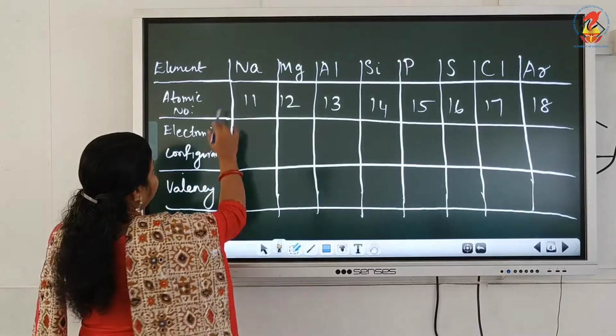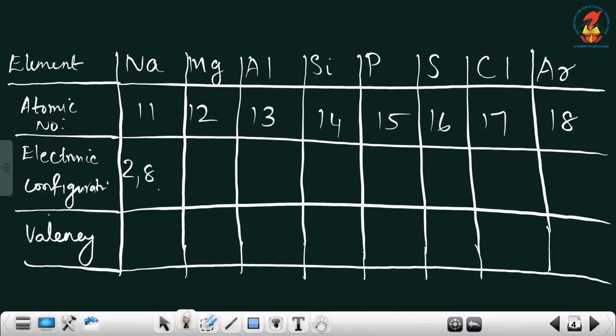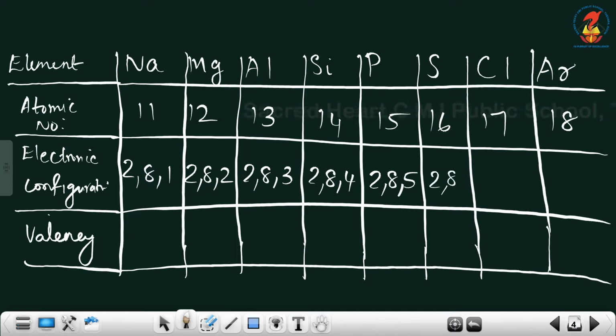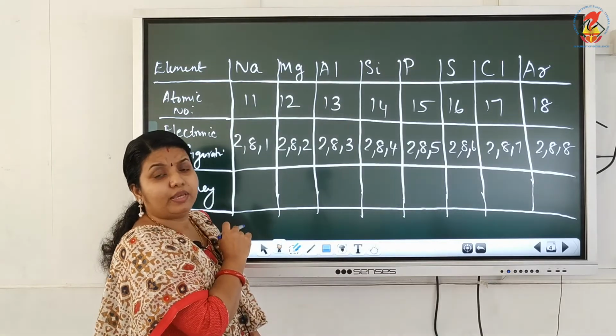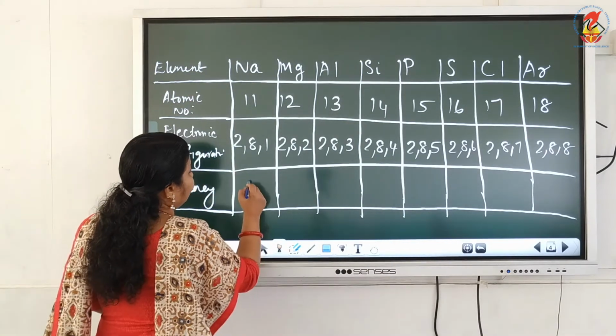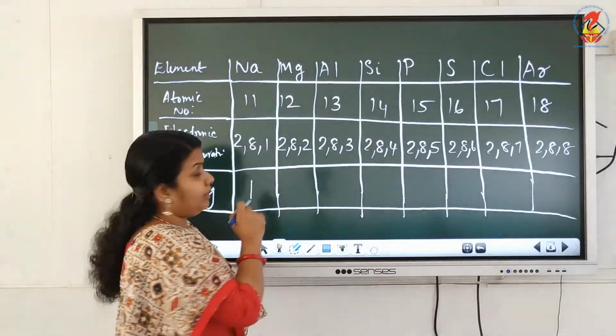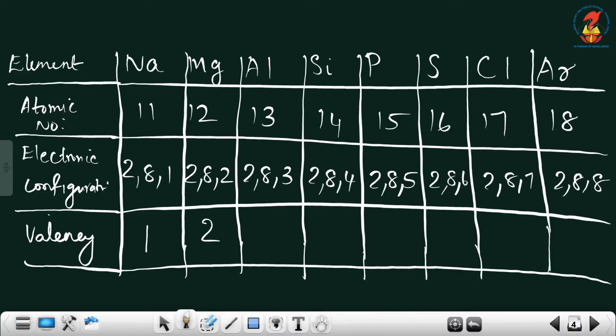So, let us write the configurations of these elements here. Sodium it is 2,8,1, magnesium it is 2,8,2, aluminum 2,8,3, then 2,8,4, 2,8,5, 2,8,6, 2,8,7, 2,8,8. Now, shall we write the valencies? What is the valency of sodium? It has configuration 2,8,1. How can it attain stability? By losing 1 electron. So, valency is 1. Magnesium has to lose 2 electrons to get the configuration of neon. So, valency is 2. Aluminum has to lose 3 electrons to get the configuration of neon.